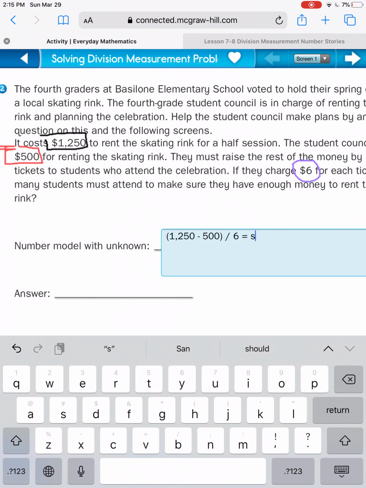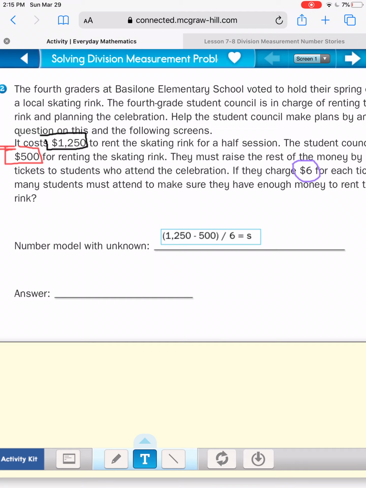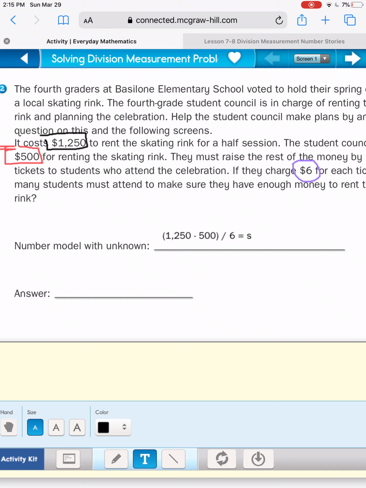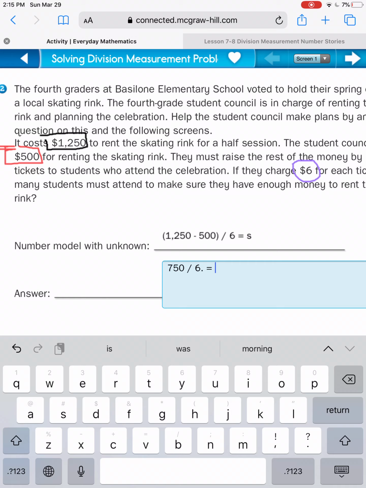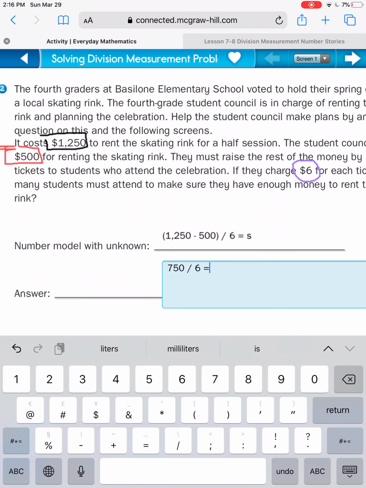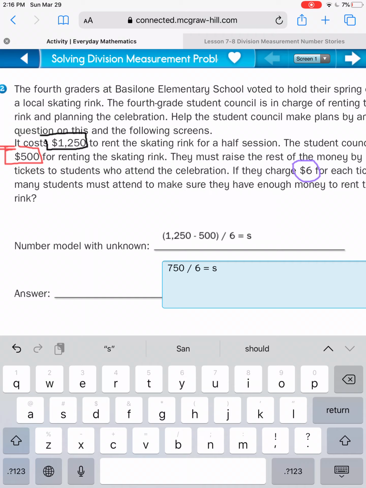So boys and girls, the first thing we're going to do is subtract, because remember, anything in parentheses means you do that first. I know that 1,250 minus 500 equals 750. So now I am going to have to divide 750 by 6, and that's going to be the final step I need to do to figure out how many students must attend.